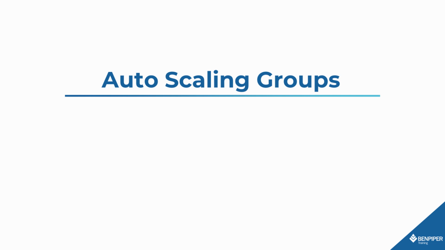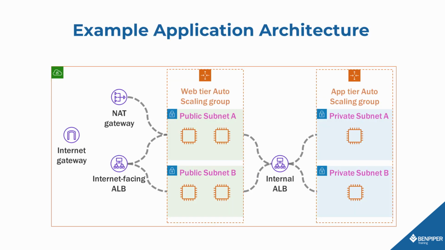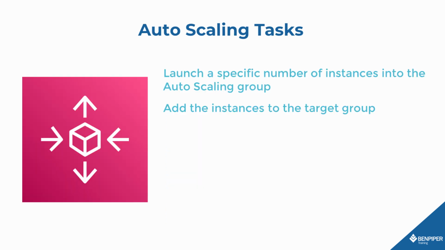My friends, we are almost there, I promise. We have just one more thing to look at, and that's our auto-scaling groups. We'll deploy two auto-scaling groups for the web and application tiers. Within each group, auto-scaling will be responsible for launching and configuring the EC2 instances. Auto-scaling will launch a certain number of instances into each group, and that includes installing the application components.